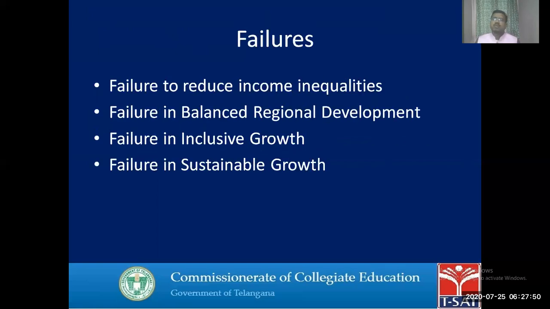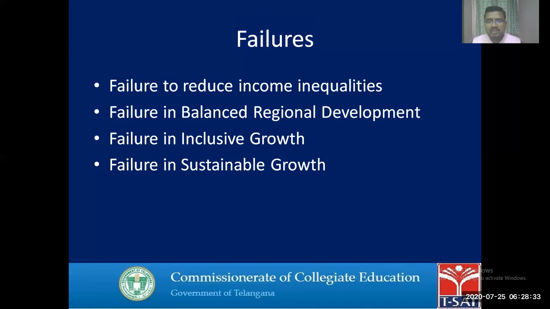And there is huge income inequality. Degree of income inequality is also more in India, still now. And balanced regional development is lacking. Some regions are more developed comparatively with other regions within India. And failure in inclusive growth. Inclusive growth in the sense, still there are huge number of marginalized sections: scheduled castes, scheduled tribes, minorities, OBCs. Still there is a gap of inclusive growth. Still our growth is exclusive growth.